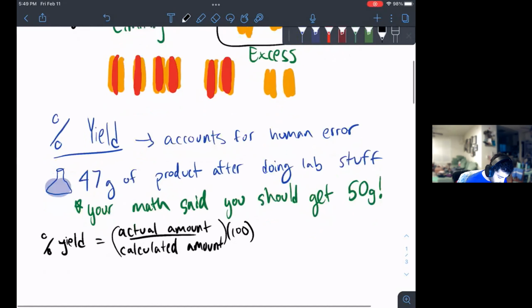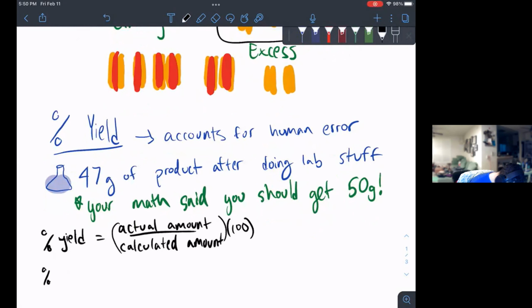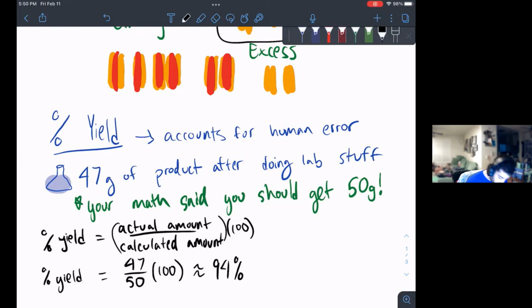So really quickly, we can do the math for this one. Our percent yield is equal to 47 over 50 times 100, which turns out to be about 94%, which is a pretty good percent yield. So we produced our amount with about a 94% yield. It means we didn't get exactly what we wanted, but we got about 94% of what we calculated we should have gotten. And that's all percent yield is.